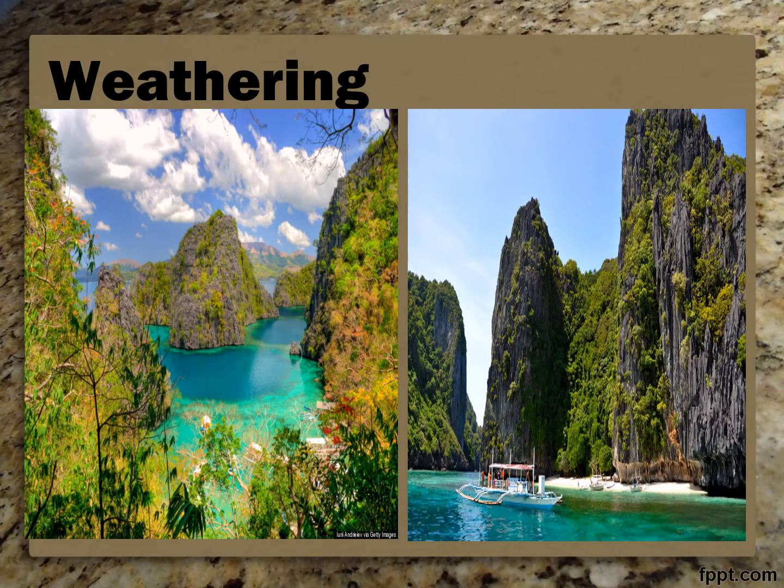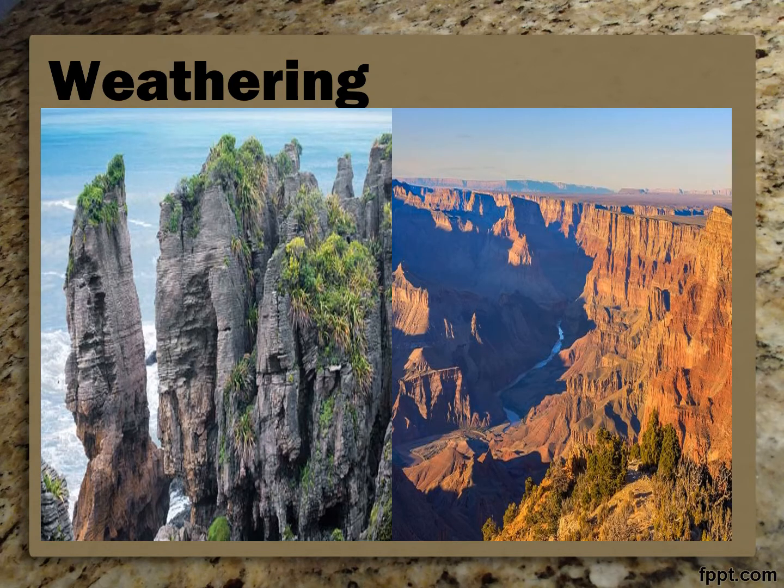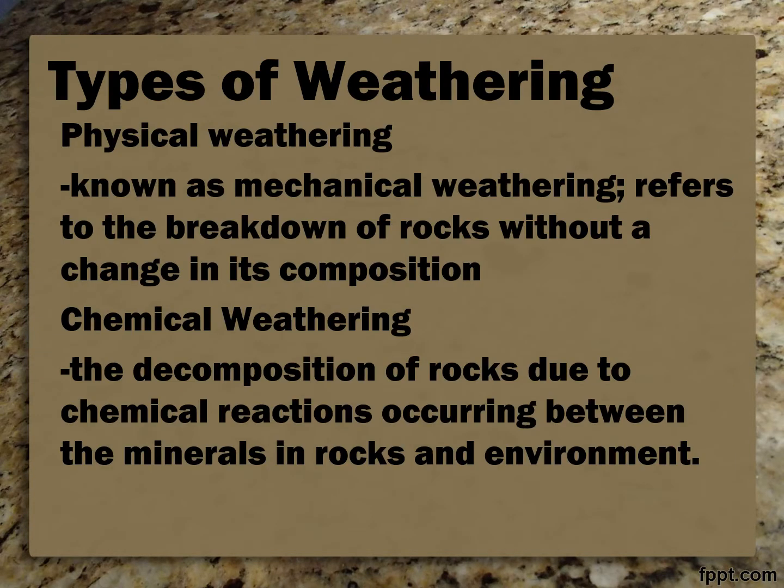These are a few examples of mountains or land areas where we can see a great picture of weathering. The Grand Canyon and the cliff. So we have a few types of weathering. First is the physical weathering, known as the mechanical weathering. It also refers to the breaking down of rocks without a change in its composition.